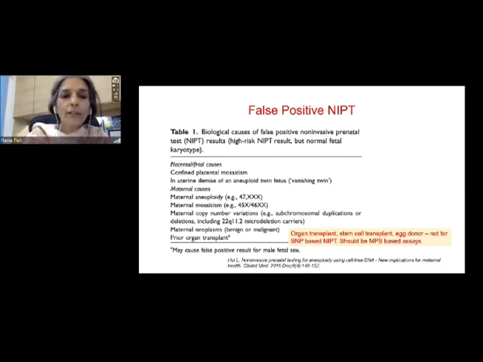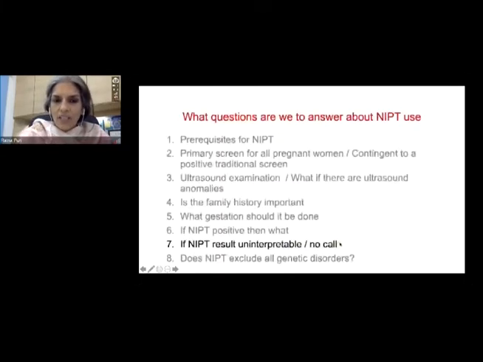And then, of course, we have maternal neoplasms that can give bizarre results on the NIPT, an organ transplant, stem cell transplant, egg donor. These are very important because here you could get false positive results, especially when you use the SNP-based NIPT. But most of us are now using the MPS assay, so we should not worry.